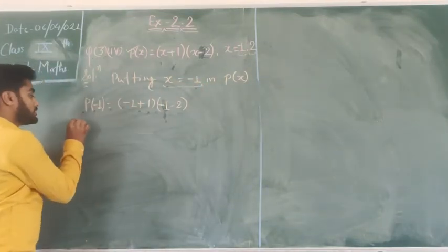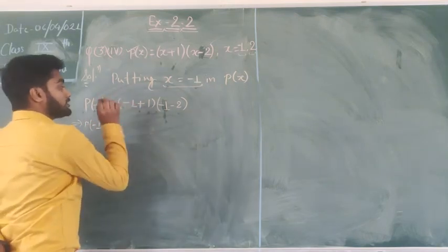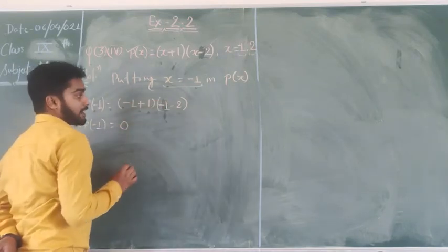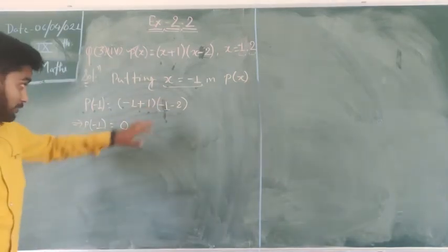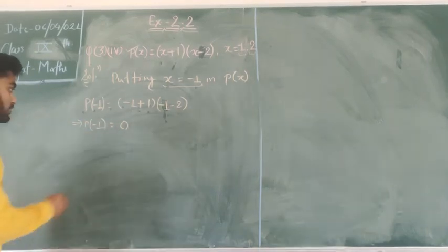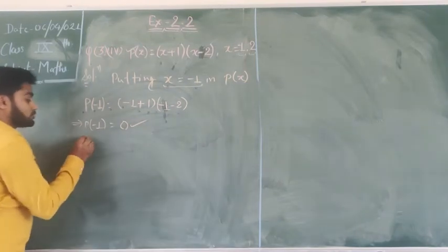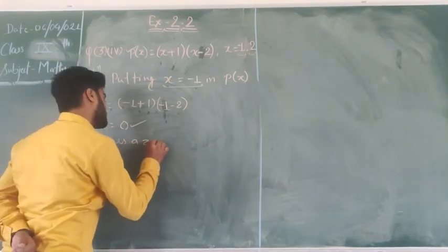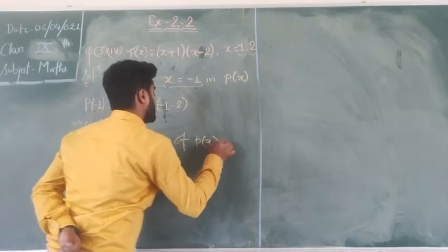So solving this, p of -1 equals -1 plus 1, that means 0, and there is the bracket, that means there is a multiplication sign, and if we multiply anything with 0 you will always get 0. That means p of -1 is 0. So -1 is a zero of p of x.